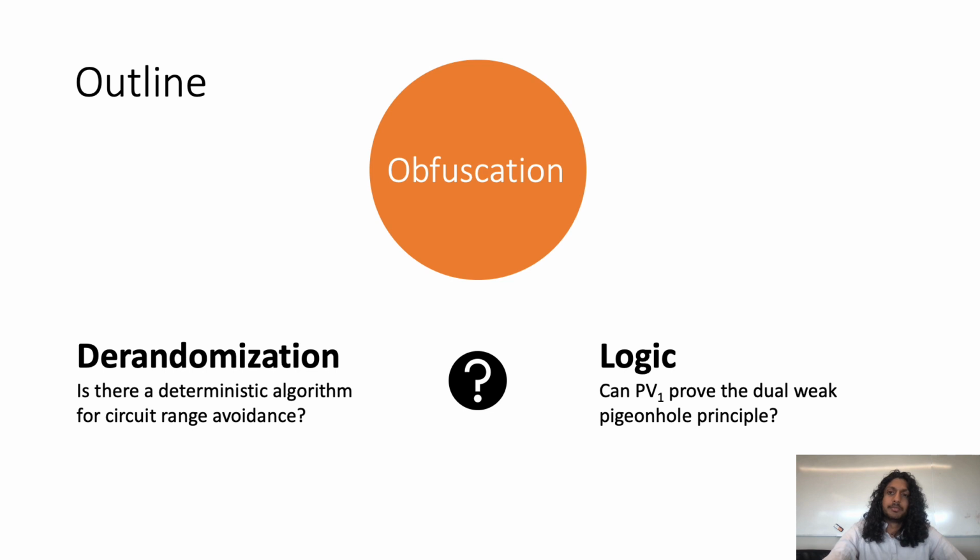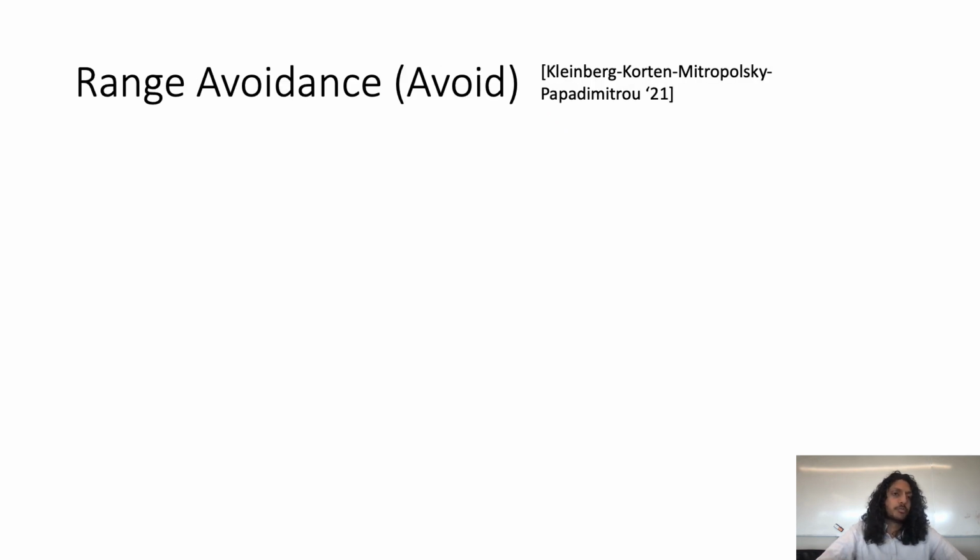Okay, great. So what is this problem, circuit range avoidance, and what is the main open question here? Circuit range avoidance is a problem that was first defined by Kleinberg, Korten, and Mikhailovsky in 2021, and they were in particular interested in total function problems in the polynomial hierarchy.